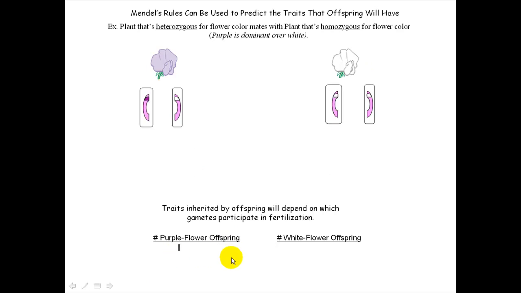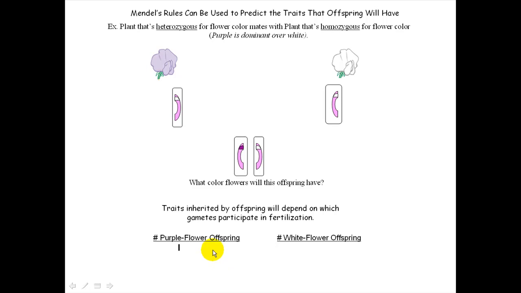What if it's these two gametes from both parent plants that end up fertilizing one another? It looks like the same deal. So again, if you were to look at the actual flower color, it should be purple because purple is dominant over white. So we're saying that another possibility is to have another purple flower colored offspring for these two plants.